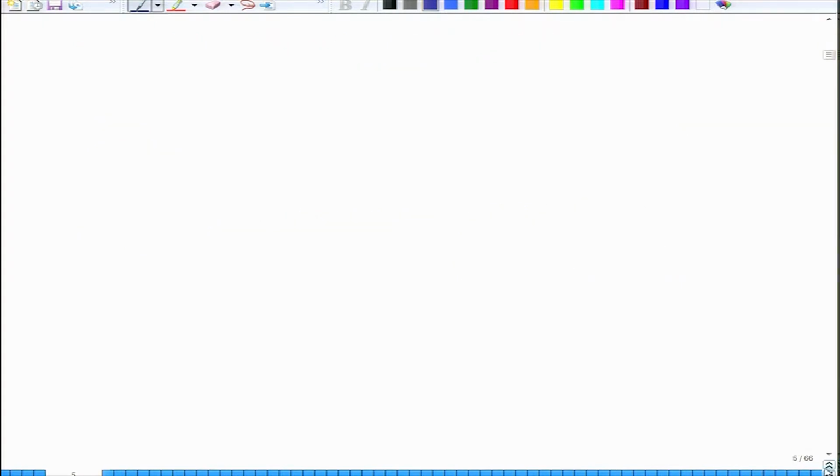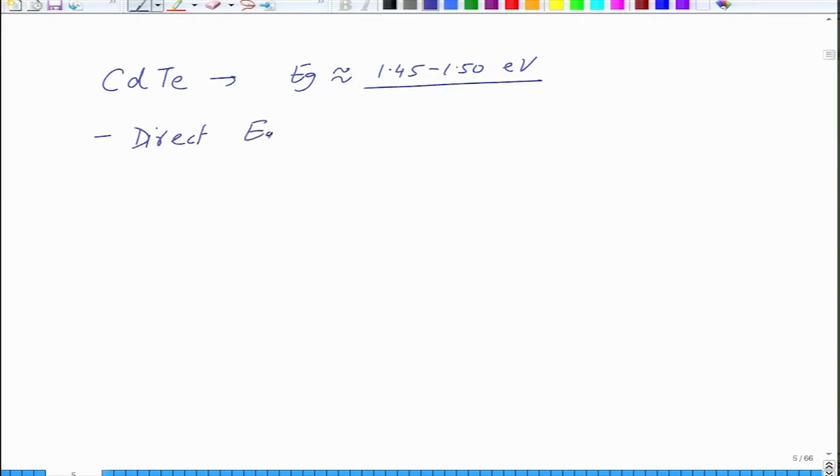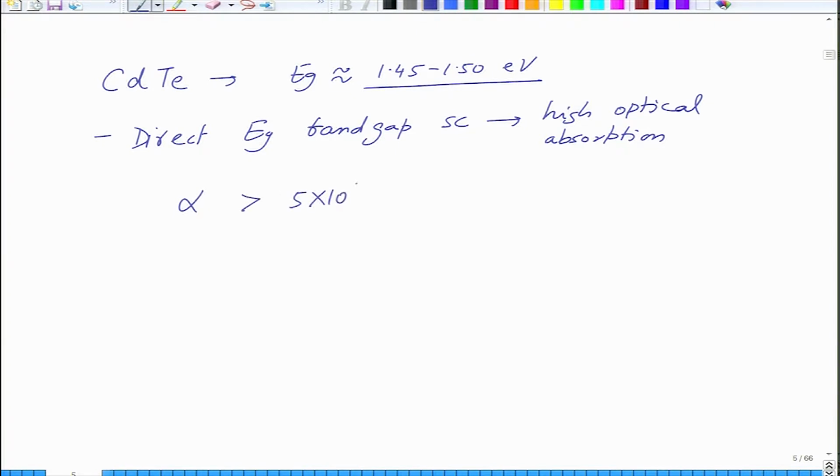The band gap of cadmium telluride, as I said, Eg, is approximately 1.45 to 1.50 eV. You will find in some cases 1.50, in some cases 1.45. It's very close to the ideal band gap, and it's a direct band gap semiconductor. As a result, high optical absorption is there in this material. The absorption coefficient is greater than 5 x 10^5 per centimeter, which is very high as compared to materials like silicon. Silicon has a quite low absorption coefficient as compared to this material.